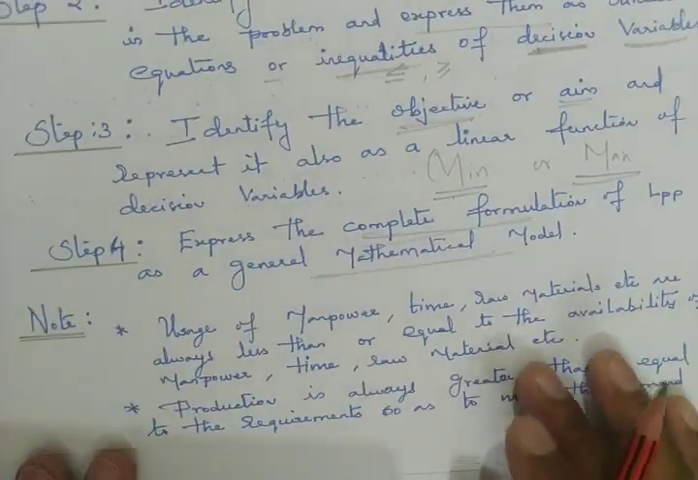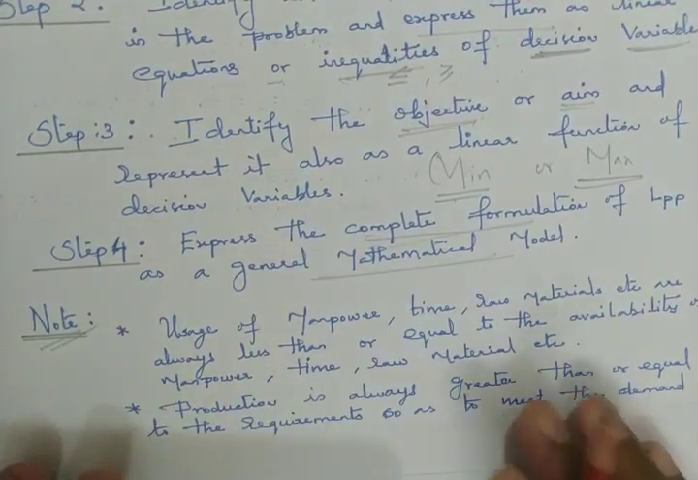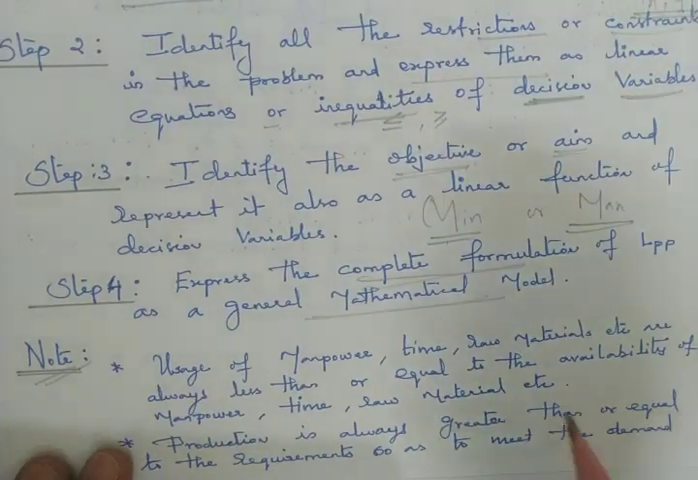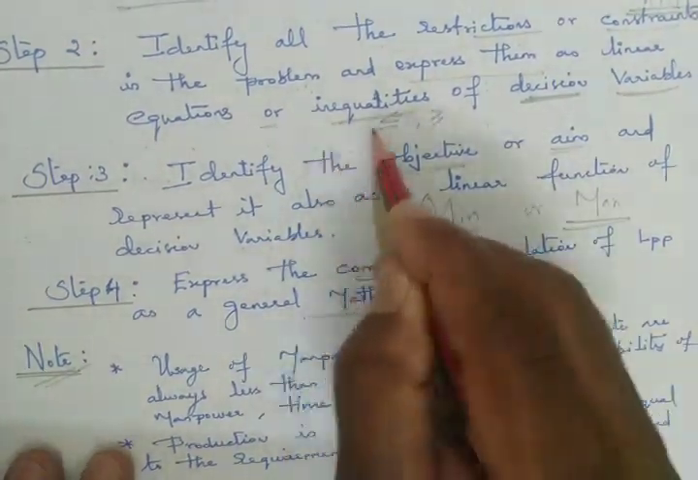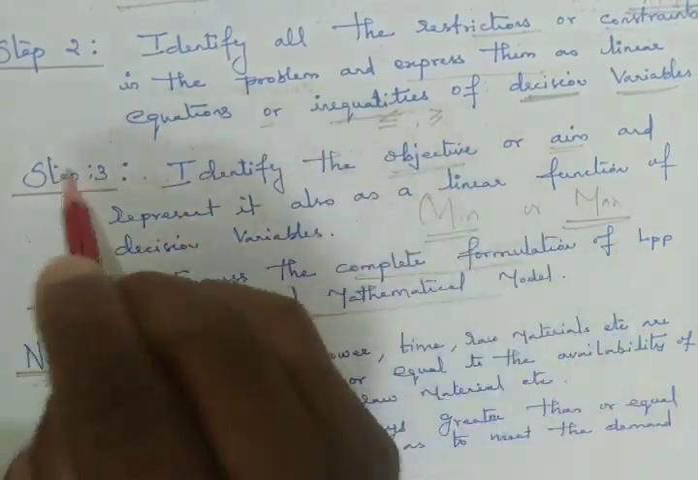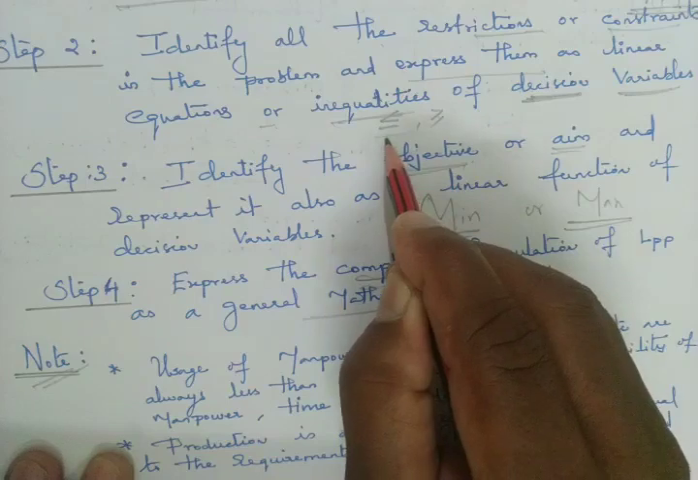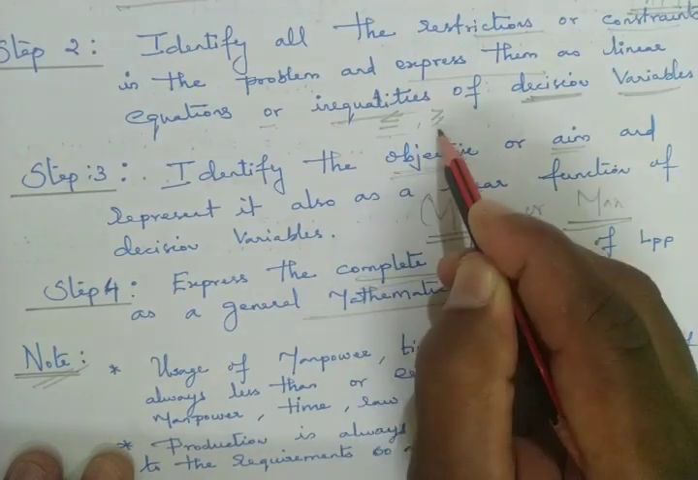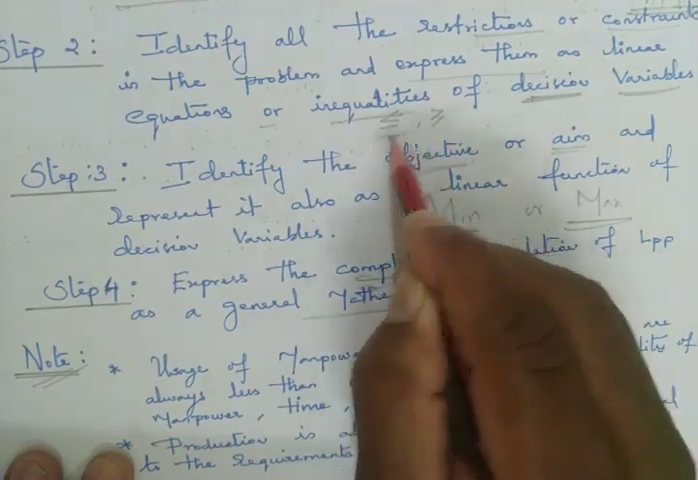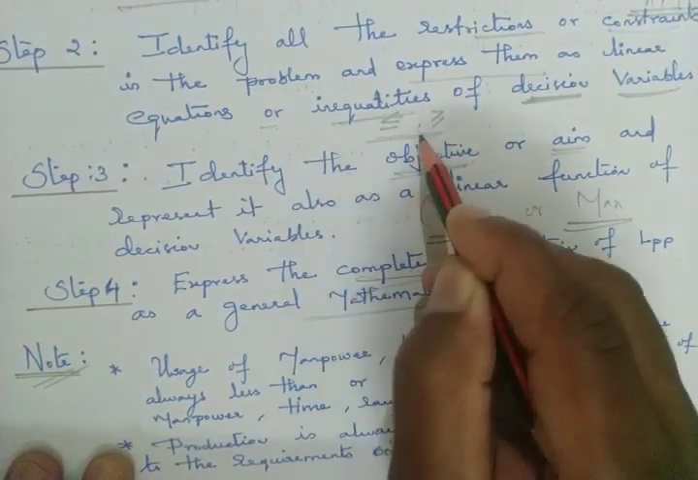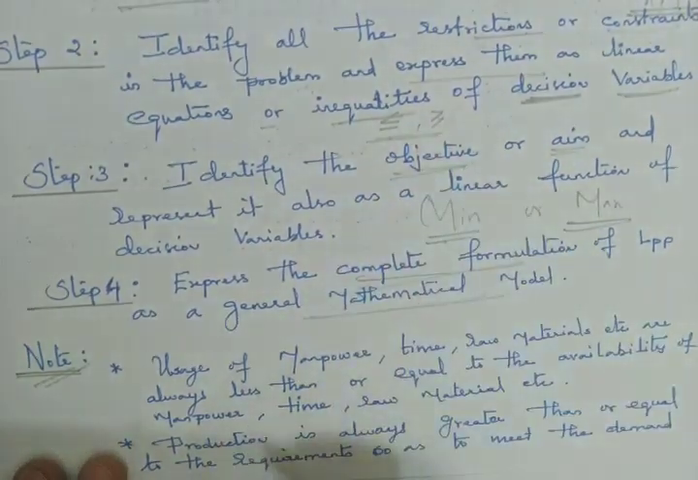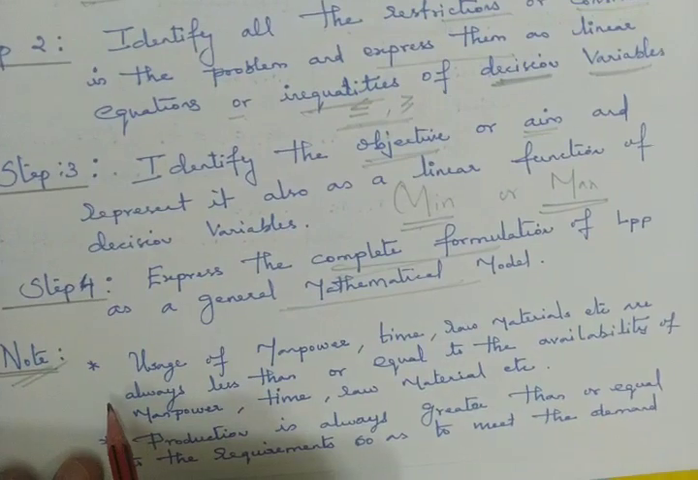And I also gave some note to this. Here in the constraints, we have to put some inequalities. Step number 2 indicates inequalities. The inequality may be less than or equal, or greater than or equal. So how to determine these inequalities? What type of inequality should the constraint have? For that I gave the note at the bottom.